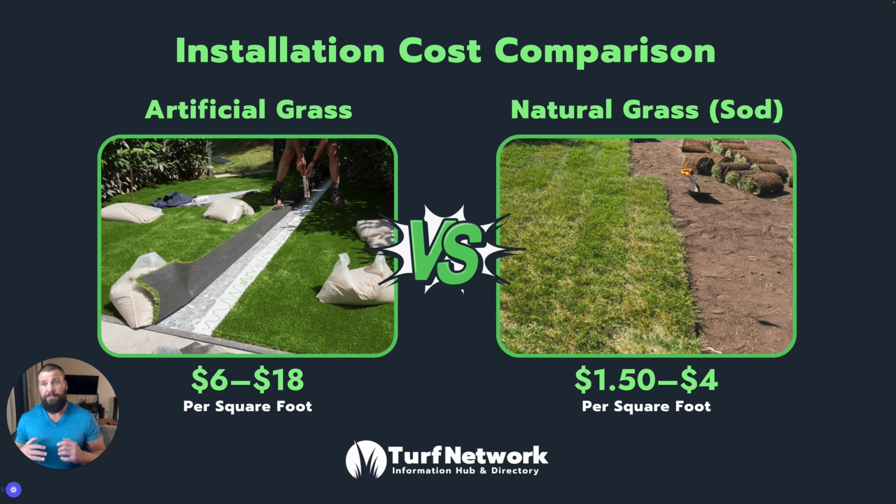Now we're going to get into the cost comparisons. First, looking at the installation cost of artificial grass versus natural grass or sod. As we established at the beginning, artificial grass cost per square foot, the range is from $6 to $18. For natural grass, it's $1.50 to $4 per square foot, and that's sod, so that's pre-rolled grass, not planted grass seed.